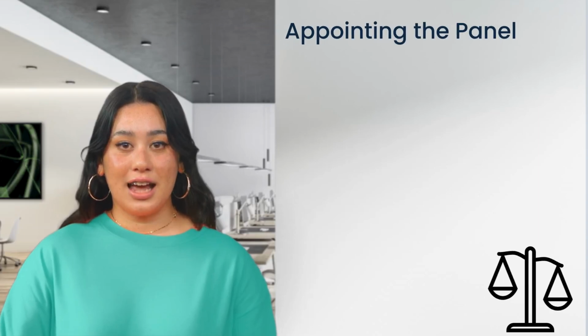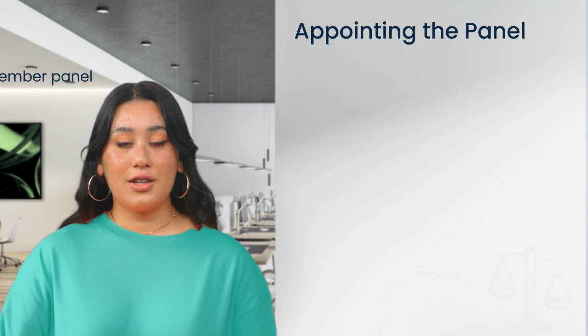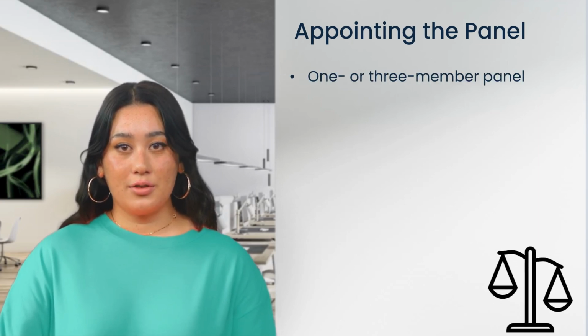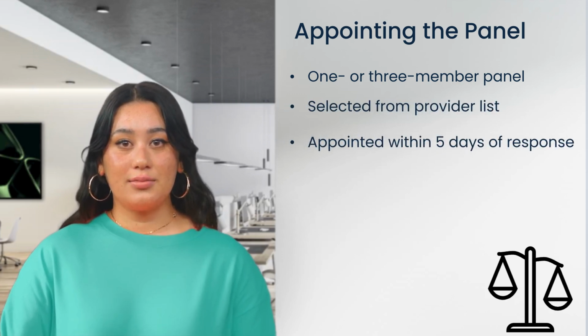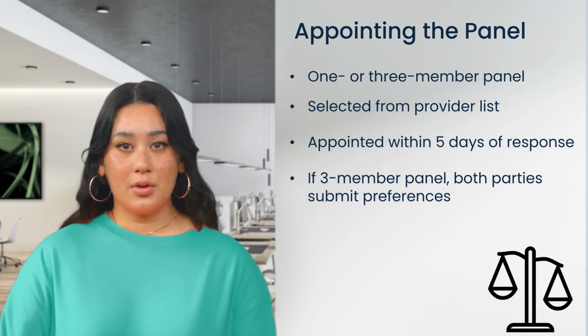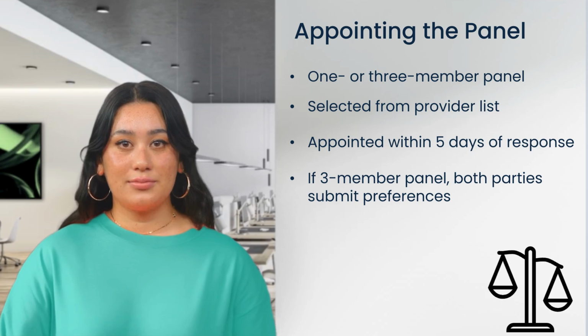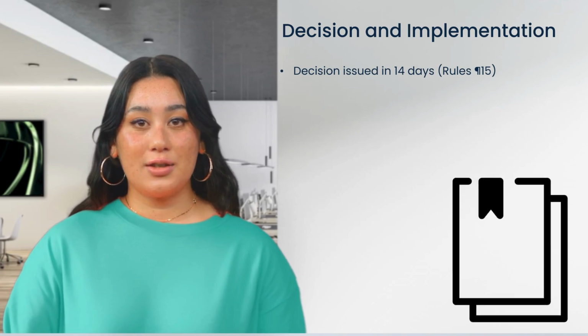Once the response is in or once the deadline has passed, the provider appoints a panel. The panel can be either a single expert or a group of 3. Panelists are chosen from a public list maintained by the provider. If there's a 3-member panel, both the complainant and the respondent get to submit preferences for who they want to include. The panel issues its decision within 14 days of being appointed.